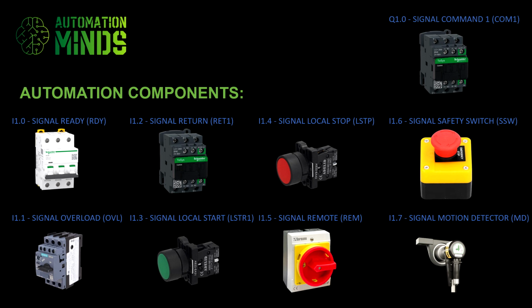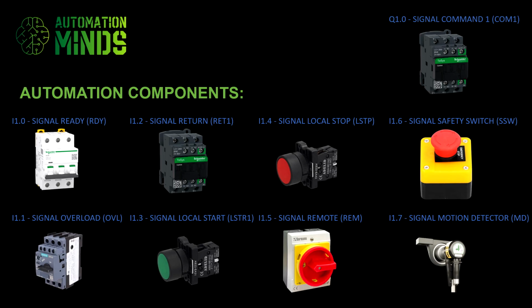I1.3, local start direction 1, local start signal in direction 1. An active signal indicates that the start button has been pressed. I1.4, local stop, drive stop signal. An active signal indicates that the stop button has not been pressed, meaning the drive is not stopped. I1.5, remote, signal from the maintenance switch. An active signal indicates that the maintenance switch is in the on position. I1.6, safety switch, signal from the safety relay. An active signal indicates that the device is in a safe operational state. I1.7, motion detector signal. An active signal indicates that the drive shaft is rotating, confirming the movement of the drive.